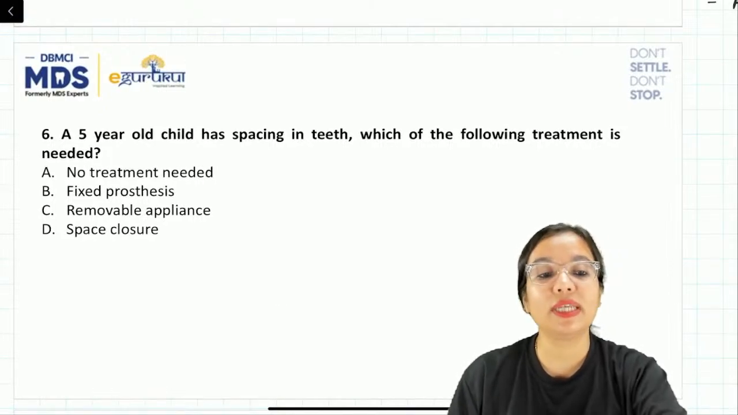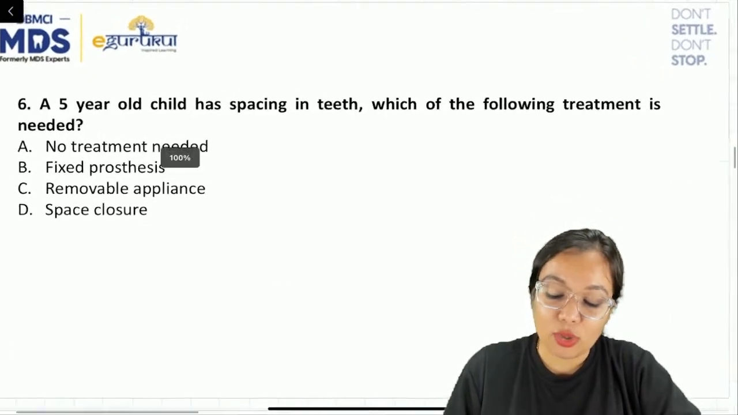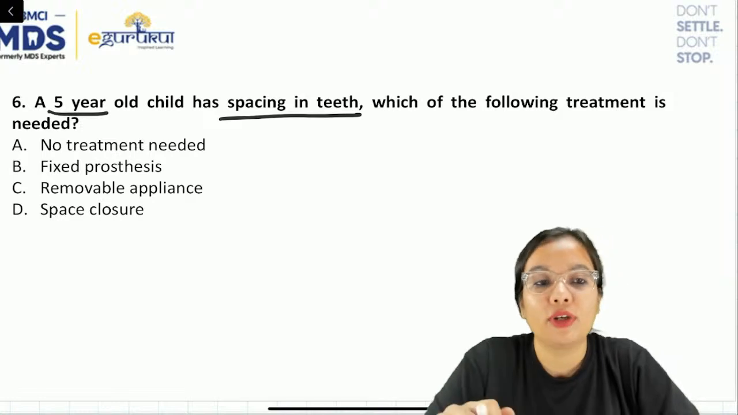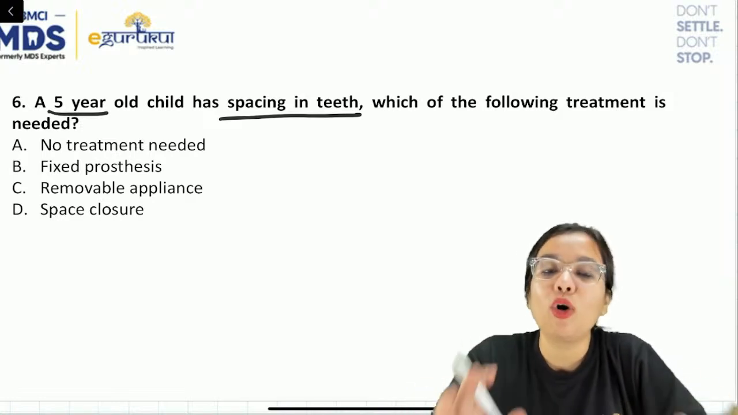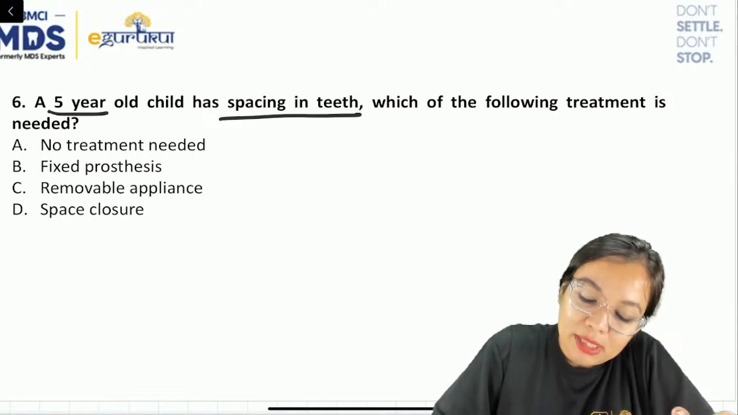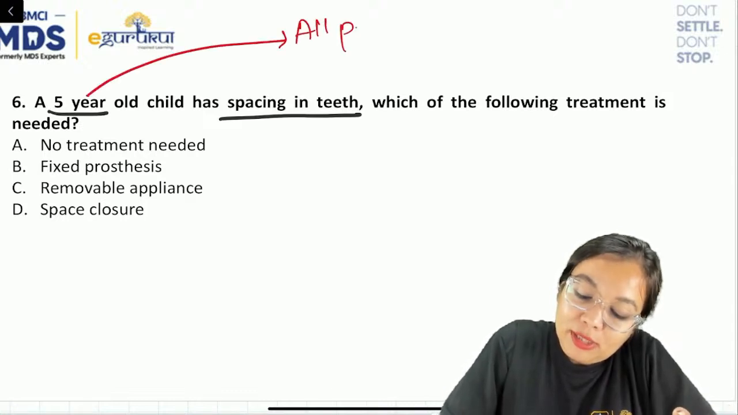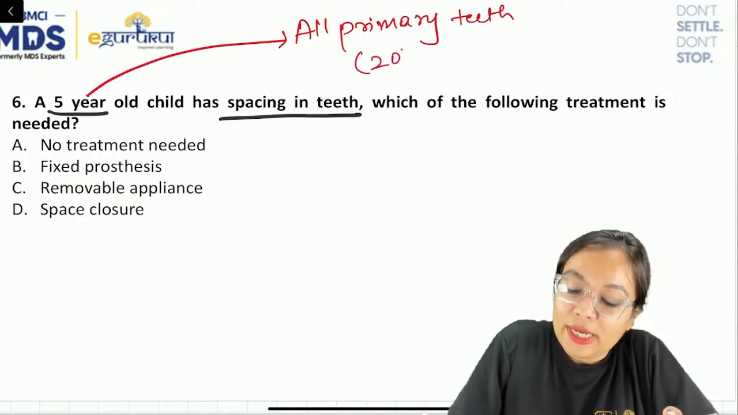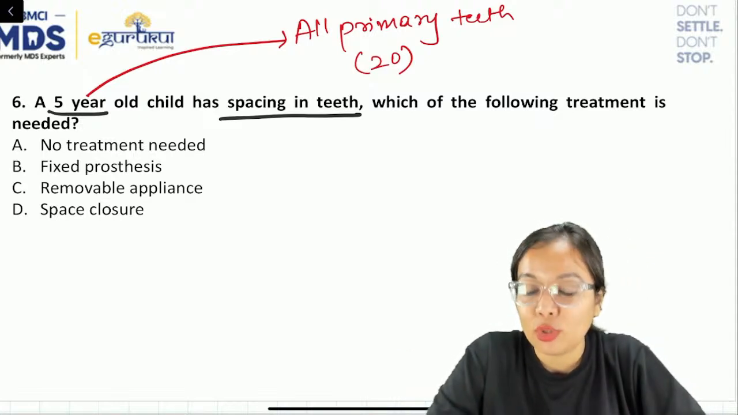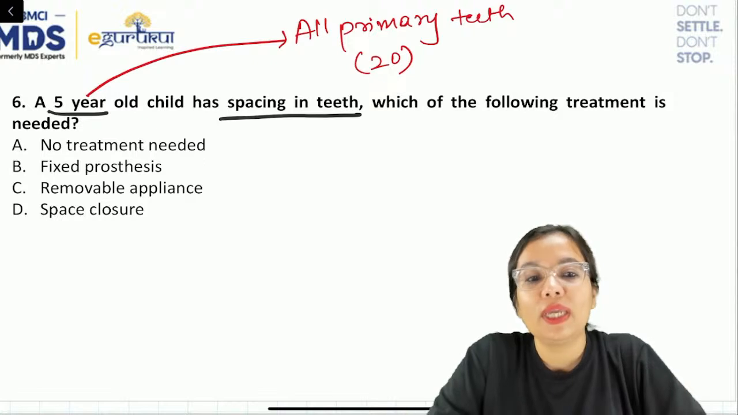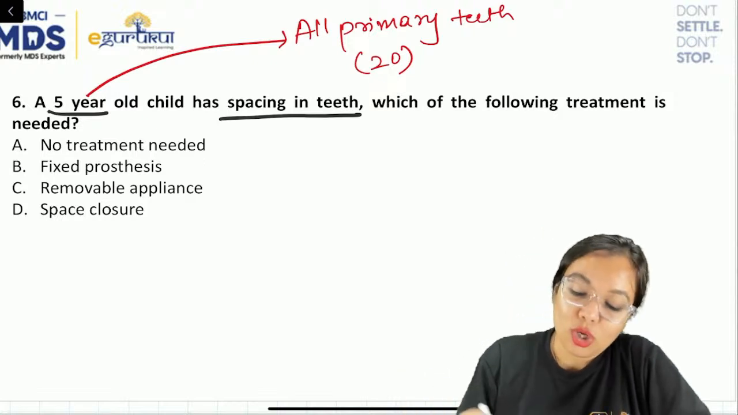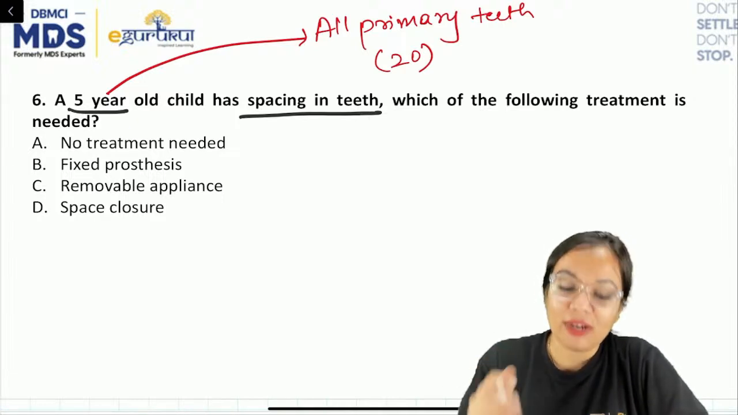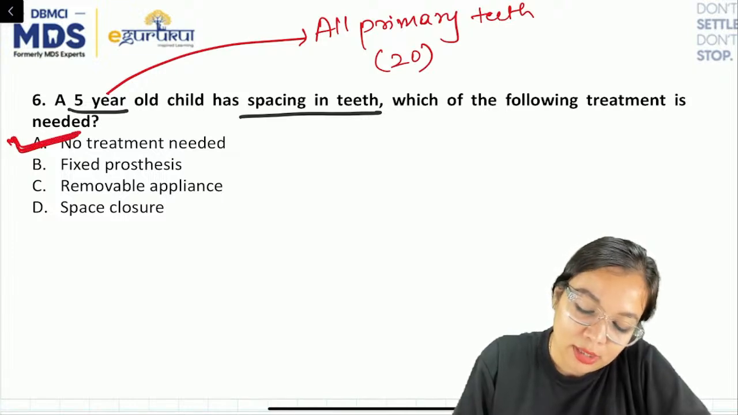So that brings us to the sixth question, which is a 5-year-old child has spacing in the teeth. The child is 5-year-old. So when I say 5-year-old, that means how many teeth are present? So 5-year-old, that means we have all primary teeth. No permanent teeth has erupted yet. All primary teeth, that means a total of 20 teeth, that is all primary teeth are present, no permanent teeth. Which of the following is the treatment needed? So there is no need of looking at any other option. The only one answer is no treatment required here.